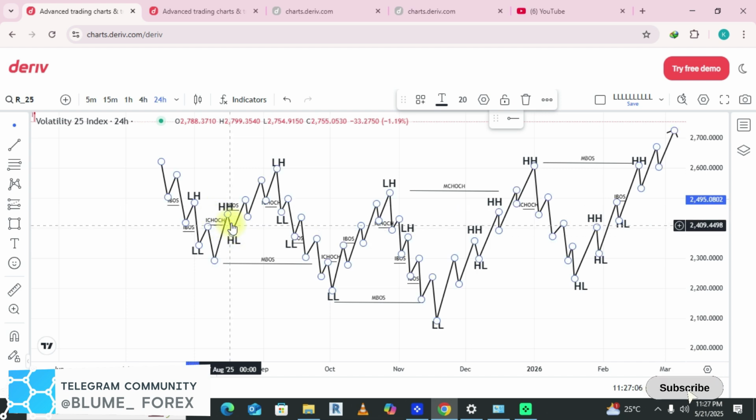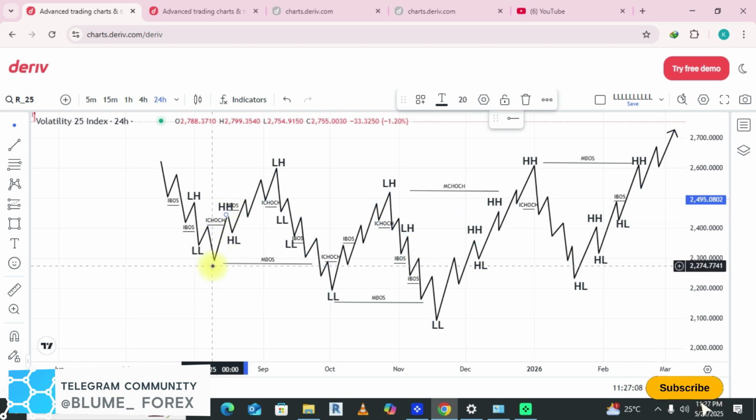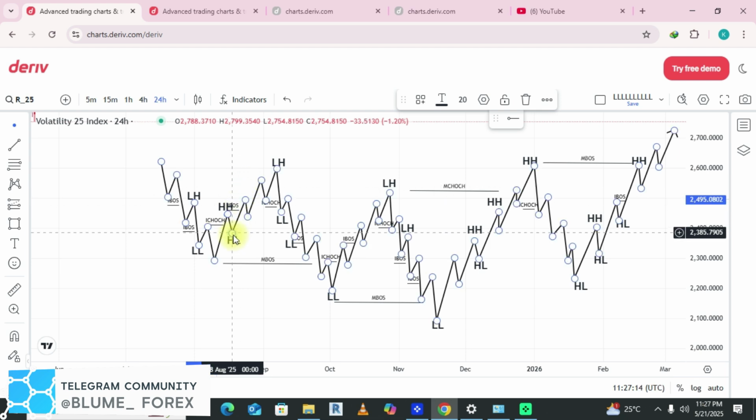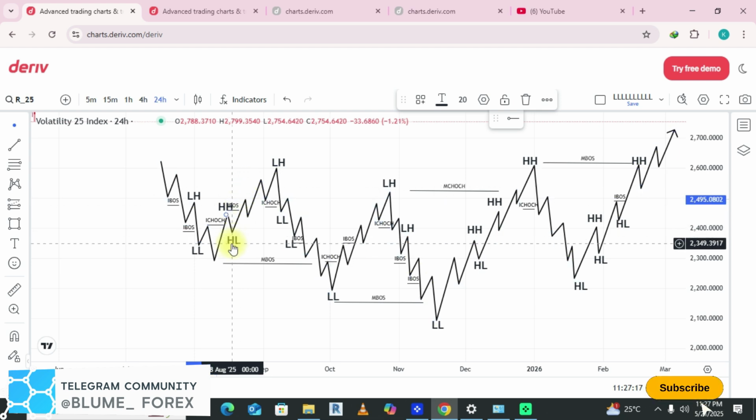Now if this move down took out this low, then we would have another lower low. But since this low didn't take out this low and we push to the upside, this is going to be a higher low. A higher low is a low formed in an uptrend market, while a lower low is a low formed in a downtrend market. So now we have higher low, higher high, higher low, higher high, higher low, right?